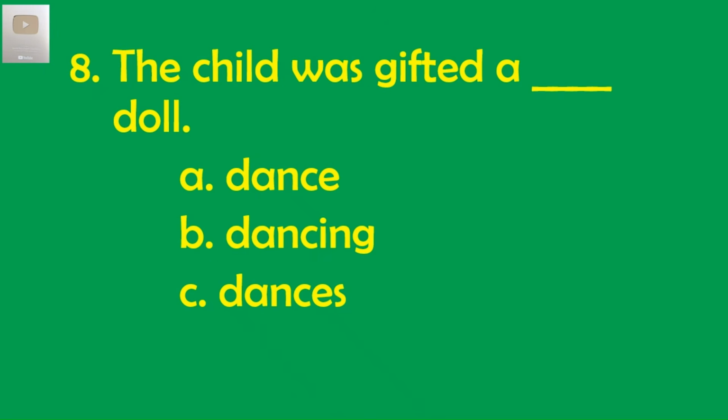The child was gifted a, now you have a blank and then you have the word doll. You have to find what to fit into it. Dance is A, B is dancing, and C is dances. Out of these, only one is correct for the blank in the sentence.